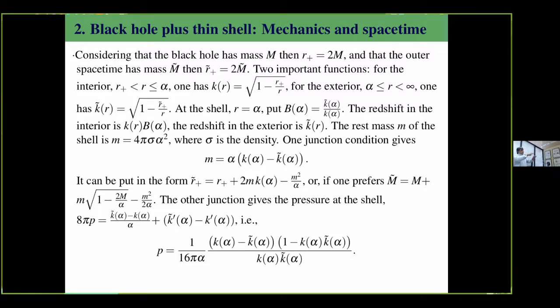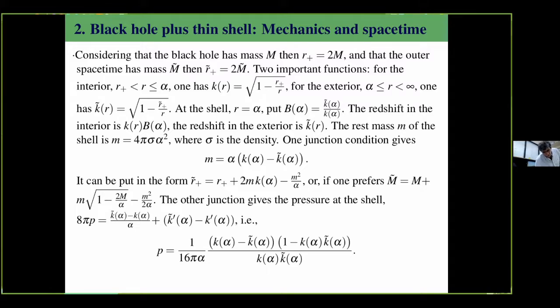There is another junction condition because you have a shell, you have a gravitational field, so you have to have tangential pressure supporting the shell against gravitational collapse, and so the pressure has to obey this condition, and if you do the derivatives, you get this expression here with the k, the redshift function, that we had already. Okay, so this defines the shell.